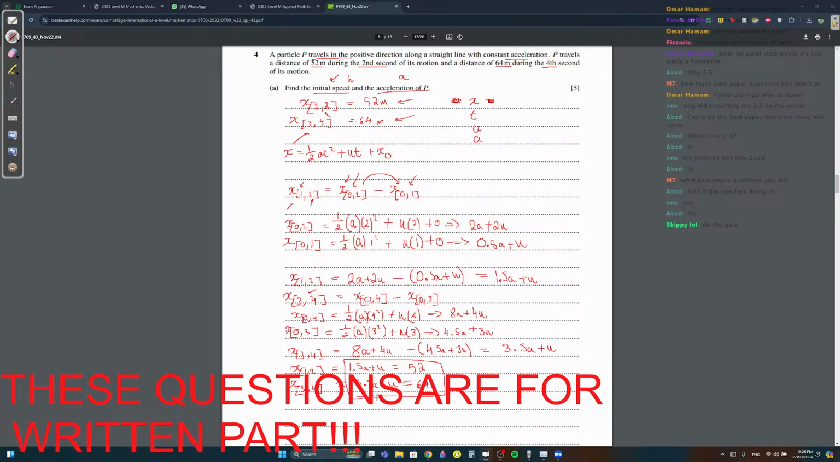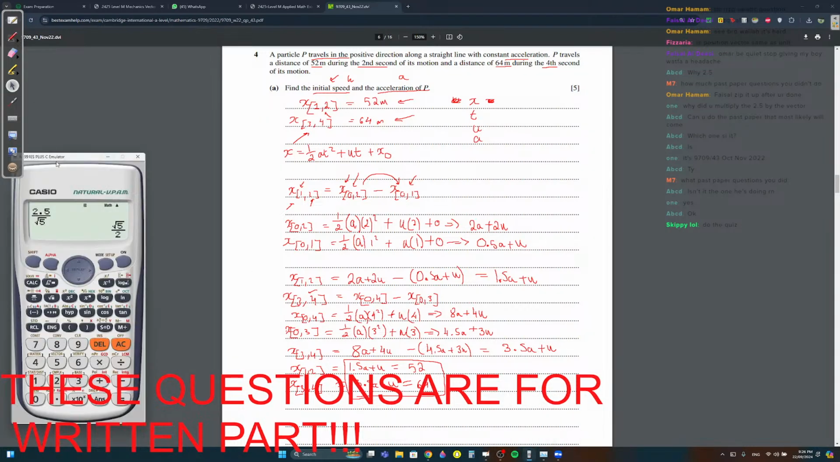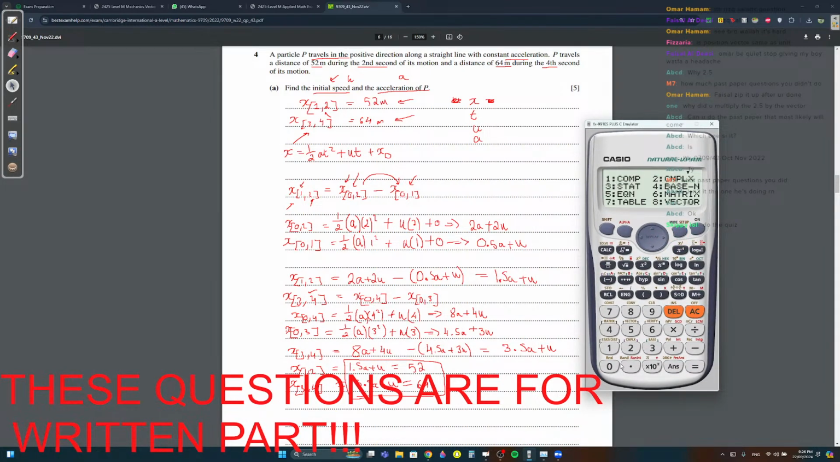So we get a system of equations, which you can just solve on your calculator. Go to your calculator, equation mode 1. You're going to input 1.5, 1, 52, and then 3.5, 1, 64. You're going to get a equals 6 meter per second squared, and you're going to get u equals, let's see on the calculator, 43 meter per second.